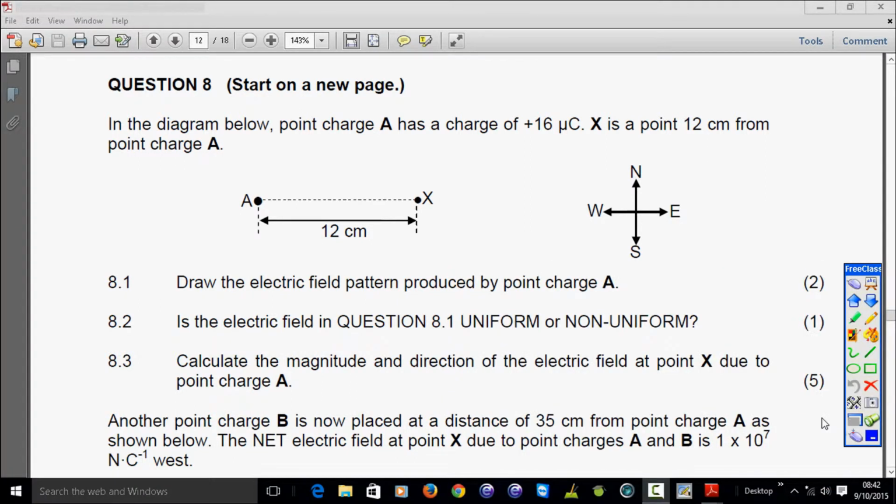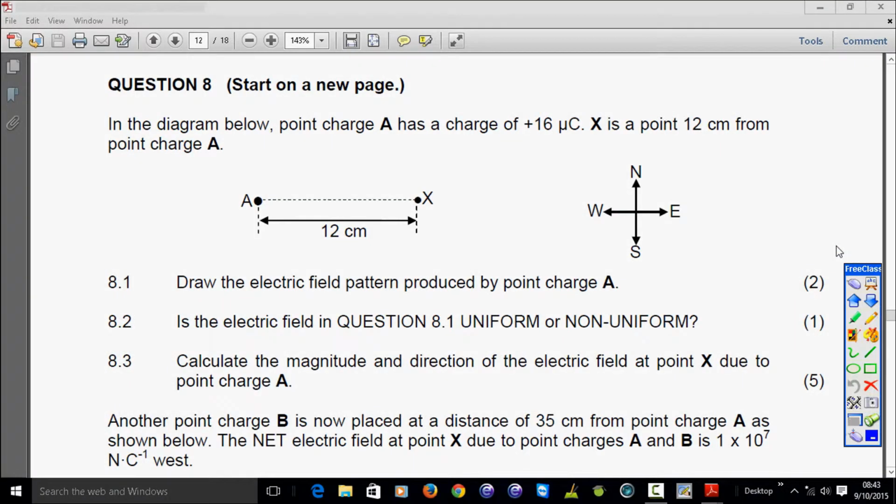So first of all, we need to draw the electric field pattern produced by point charge A. Now, if we draw this charge, we must remember it's from positive to negative. And you must try and have your lines almost perpendicular on your point charge that you draw. And your lines need to touch the point charge. There. Alright, that will give you the 2 marks.